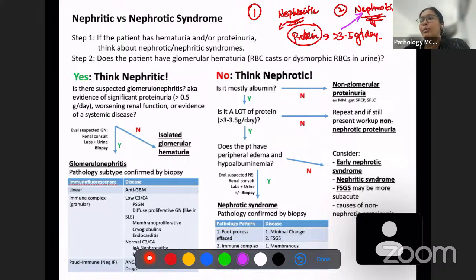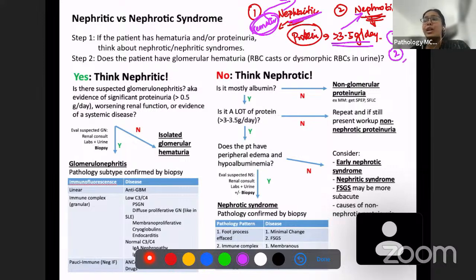Okay, so number one thing you have to look at is the protein. If the patient has protein more than 3.5, it falls under nephrotic syndrome. Second thing you have to look for is whether the patient has hematuria or not. If the patient has hematuria, then it falls under nephritic syndrome. So number one, look at the protein: more than 3.5, nephrotic syndrome. Then look at hematuria. If hematuria is there, then it is nephritic syndrome. So these two things are there.